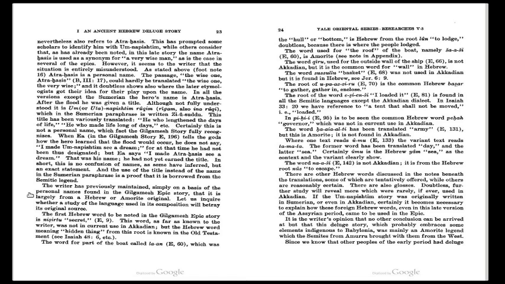This title has been variously translated: he who lengthened the days of life, he who made life long of days, etc. Certainly this is not a personal name, which fact the Gilgamesh story fully recognizes. When Ea, in the Gilgamesh story, tells the gods how the hero learned that the flood would occur, he does not say, I made Napishtim see a dream, for at that time he had not been thus designated. But Ea says, I made Atrahasis see a dream. That was his name. He had not yet earned the title.